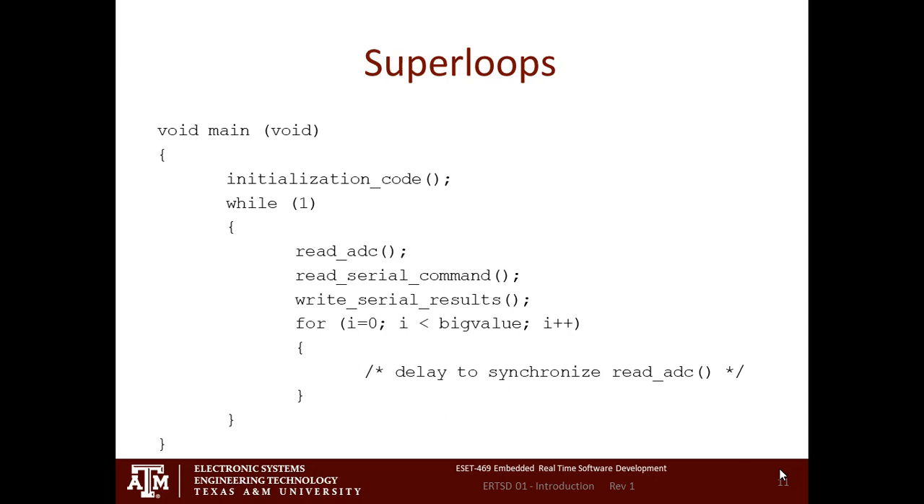Read the ADC value, read the serial command, which may say, give me a value, write the results to the serial port, and then we're going to delay so that we can read it at the same time every time. So we're not reading just as fast as we can, but we're reading once every 5-6 milliseconds. And so we've sized that for loop to be slow enough that it takes time. How many of y'all have ever done a for loop like that to do a time delay?